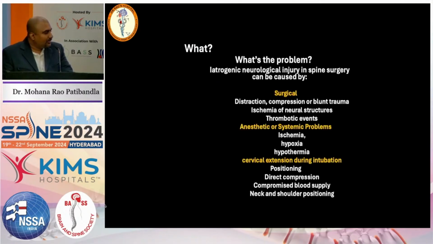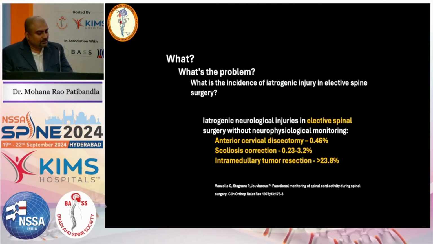So how can this occur? What are the problems? Either surgical problems like distraction, compression, or blunt injury, or anesthetic problems, maybe hypotension, ischemia, or hypothermia, or cervical extension during the positioning, or direct compression, or blood supply. All these are the problems. So we are creating a problem.